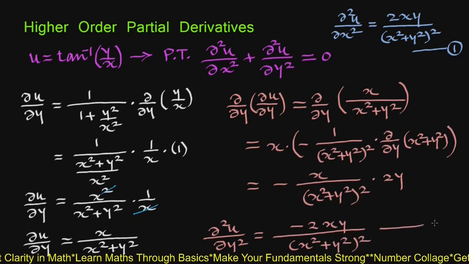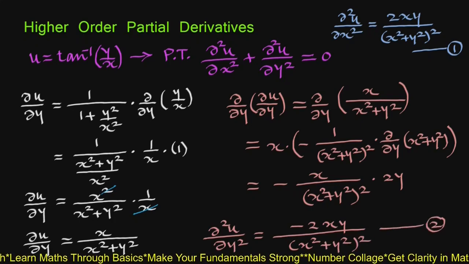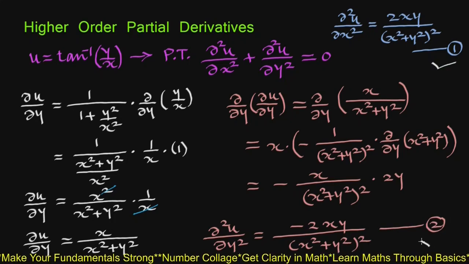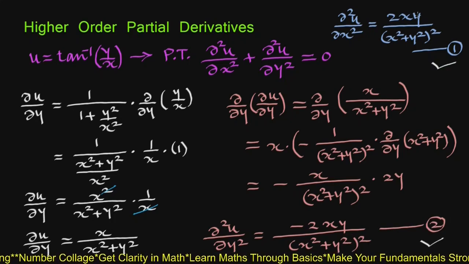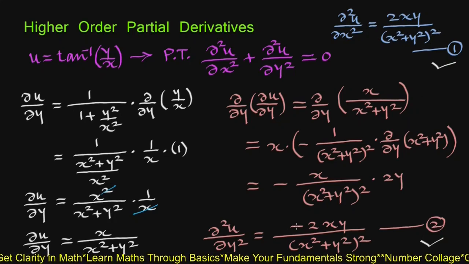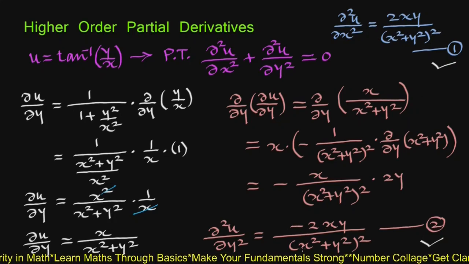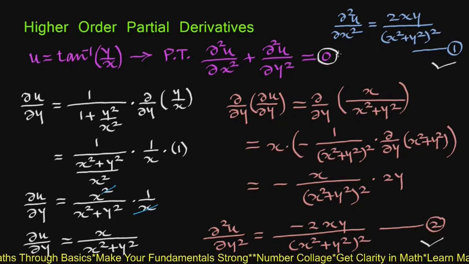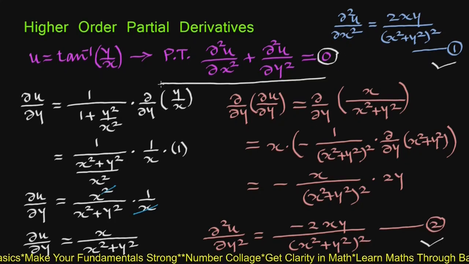We name this 2. Now if we add equation 1 and equation 2, it will be 2xy/(x² + y²)² minus 2xy/(x² + y²)² equals 0. Hence, this is proved.